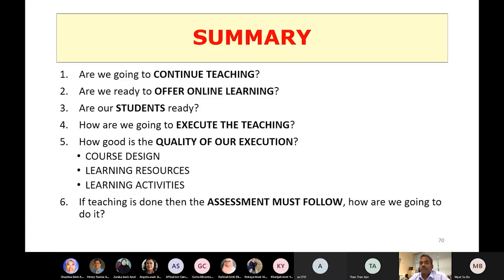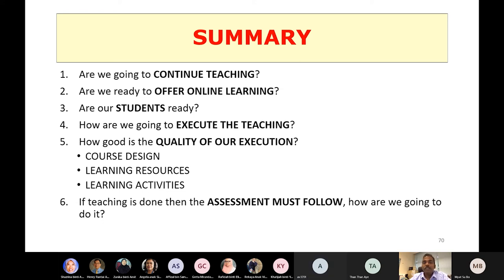So this is a summary of what we have done in this 1.5 hour time. Are we going to continue? We did, yes. I didn't ask you, but yes. Are we ready to offer online learning? Yes. Are our students ready? We know that we need to consider the G2, G3 students. So if you do asynchronous, that's fine. If you do synchronous, then you have to make sure that the G2, G3 students are able to get the knowledge sharing similar to what you're doing synchronously.